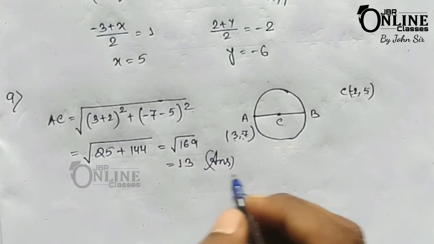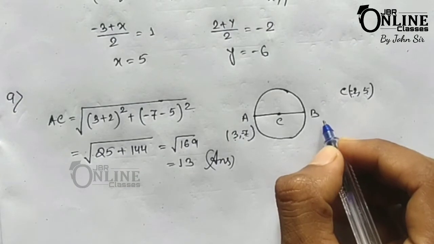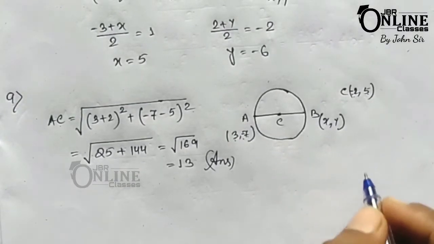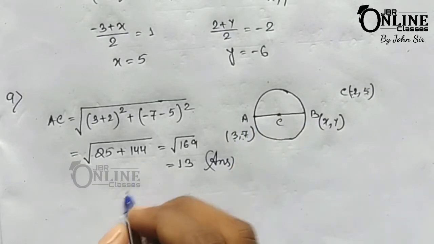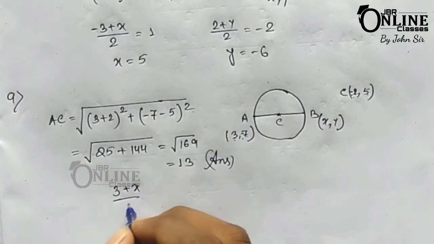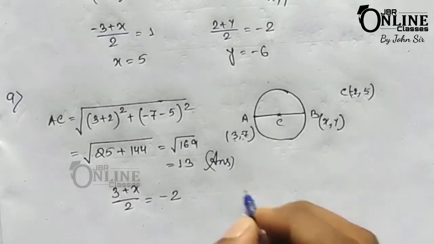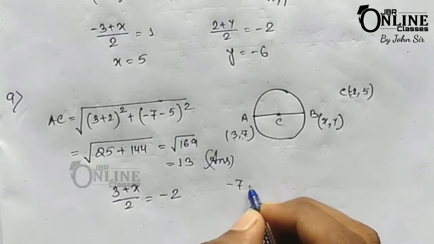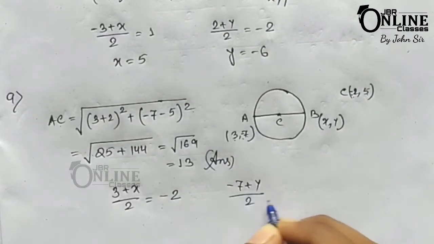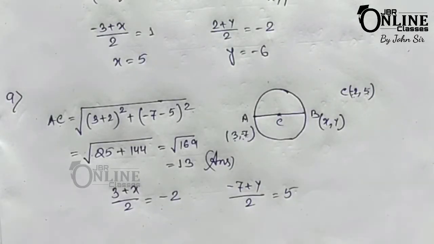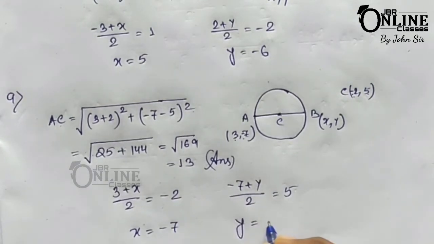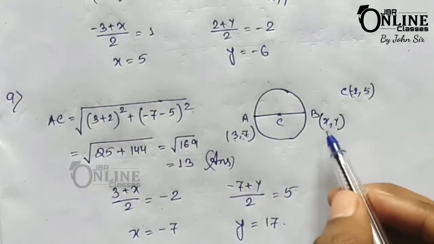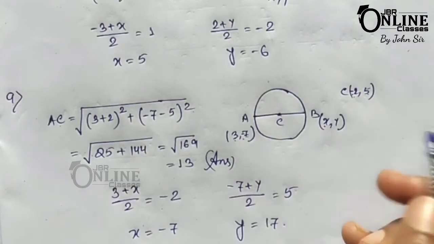Now next you have to find out the coordinates of B. So let the coordinates of B be x, y. So here as B is such that C is the midpoint, 3 plus x by 2 equals minus 2, and minus 7 plus y by 2 equals 5. From that equation you will get the value of x and y. Here x equals minus 7 and y equals 17. So the coordinate of B equals minus 7 and 17.